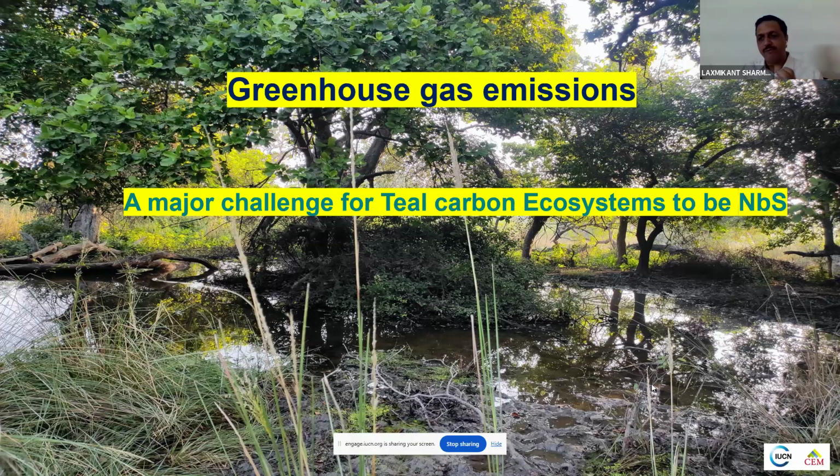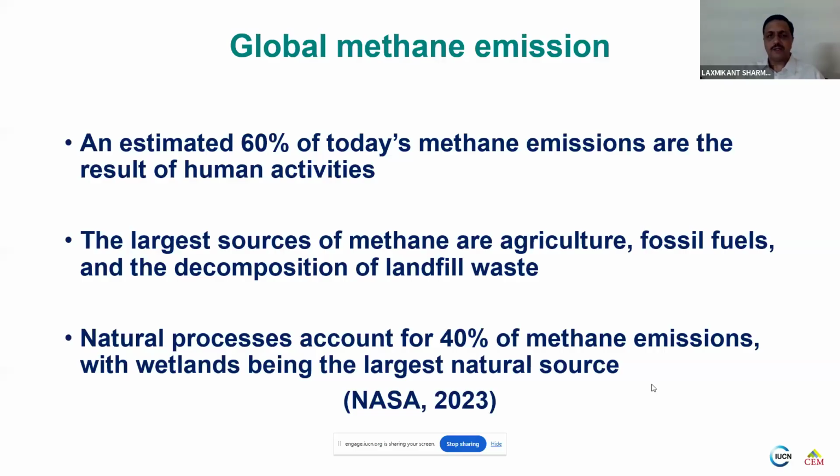So the establishment of nature-based solutions as a major challenge in terms of teal carbon concerns global methane emission, because in every wetland ecosystem, methane emission is a major source of greenhouse gas emission. It is estimated that 60% of today's methane emissions are the result of human activities. That is a fact already known by everybody. The largest sources of methane are agriculture, fossil fuels, and the decomposition of landfill waste. Natural processes account for 40% of methane emissions, with wetlands being the largest natural source, as reported by NASA in 2023. So this is the global methane status.